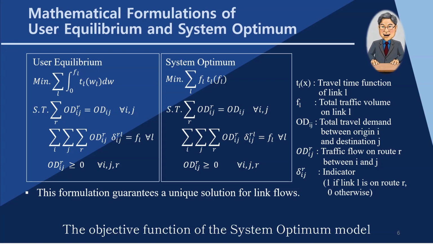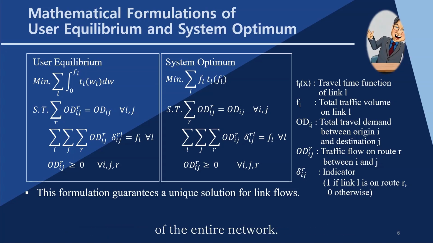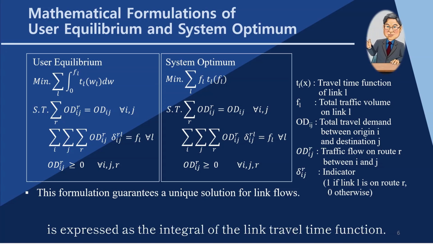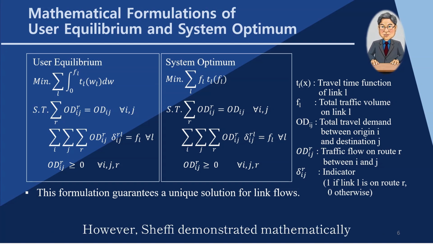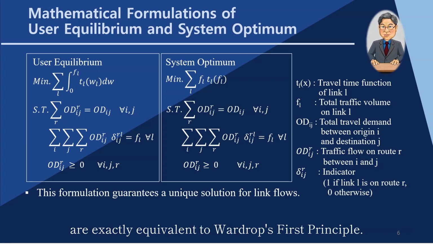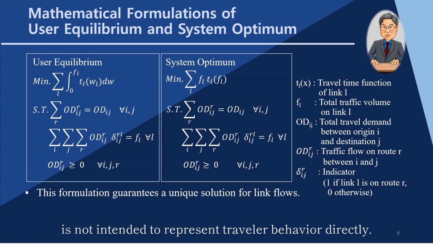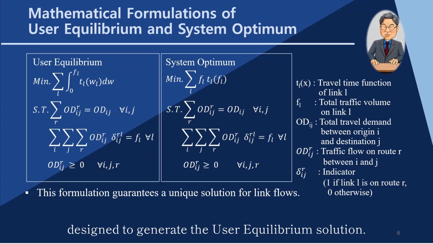The objective function of the system optimum model is relatively intuitive because it directly minimizes the total travel time of the entire network. In contrast, the objective function of the user equilibrium model is expressed as the integral of the link travel time function. As a result, its physical interpretation is far less intuitive. However, Sheffey demonstrated mathematically that the first-order optimality conditions of this integral formulation are exactly equivalent to Wardrop's first principle. In other words, the integral objective function is not intended to represent traveler behavior directly. Rather, it is an elegant mathematical construct designed to generate the user equilibrium solution.